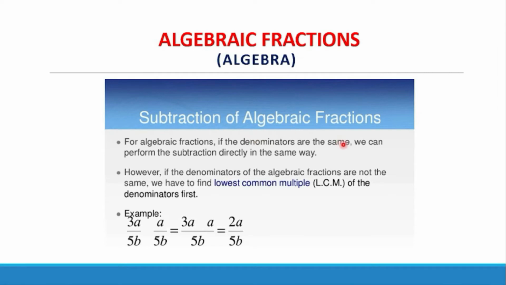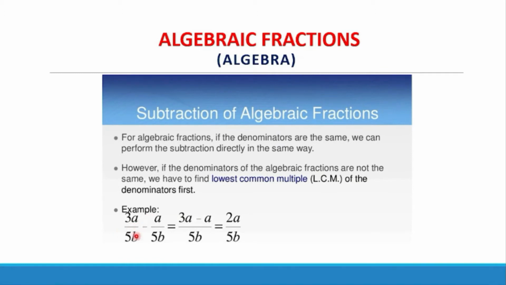For subtraction of algebraic fractions, if the denominators are the same, we can perform the subtraction directly in the same way. However, if the denominators are not the same, we have to find the lowest common multiple, or LCM, of the denominators first.